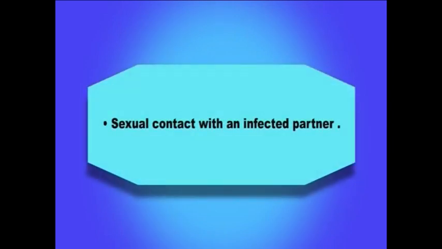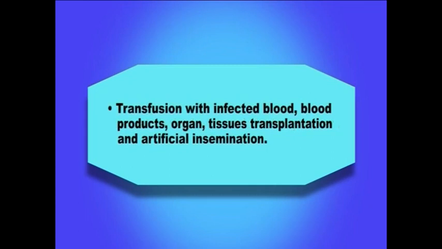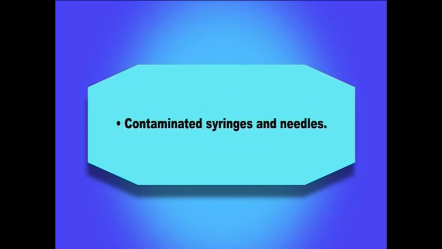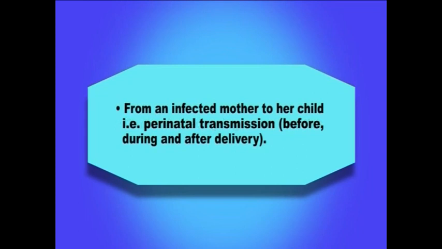Now let us talk about modes of transmission. Sexual contact with an infected partner, transfusion with infected blood, blood products, organ, tissue transplantation and artificial insemination, contaminated syringes and needles. From an infected mother to her child, that is perinatal transmission, that is before, during and after delivery.